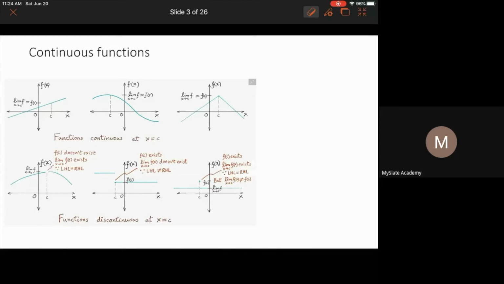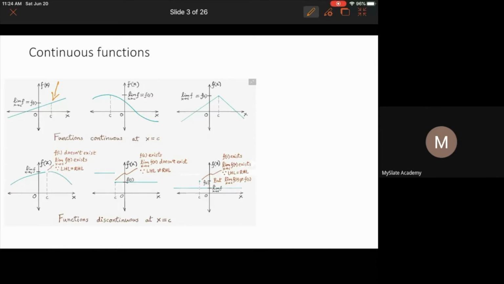Now we'll look at a more precise definition. There are two parts to testing whether a function is continuous at a point, let us say x equal to c. First, the function should be defined there. Check whether the function is defined at x equal to c, which means it has a unique value at x equal to c. That's the first condition.